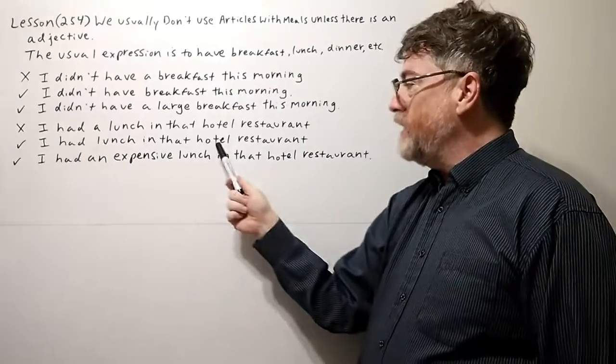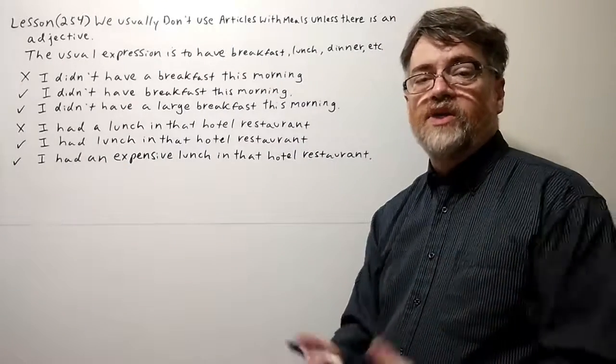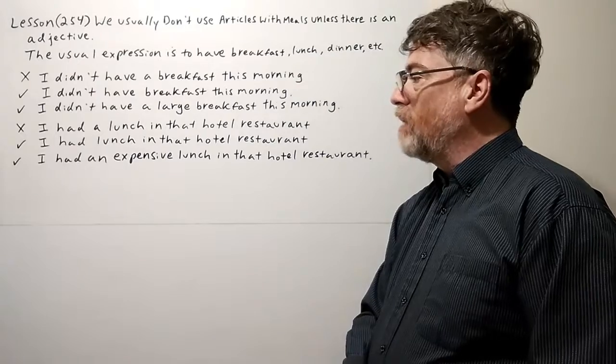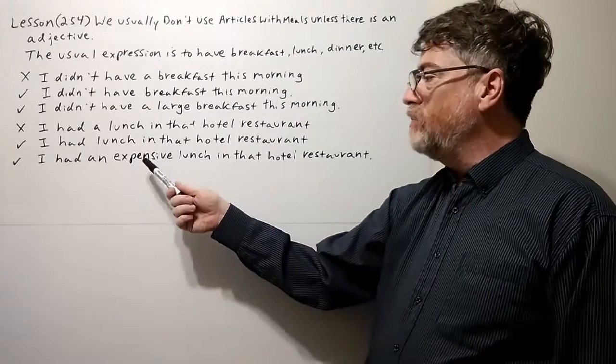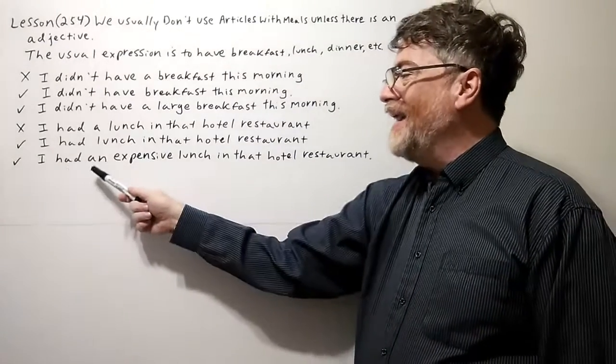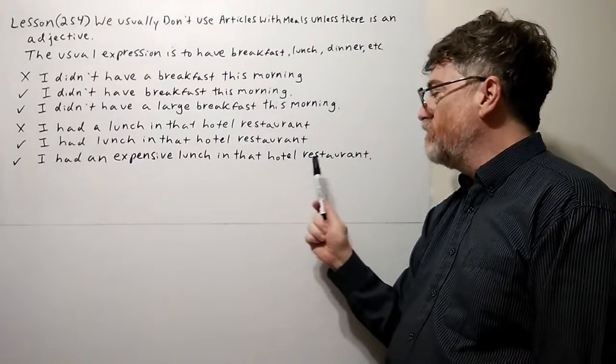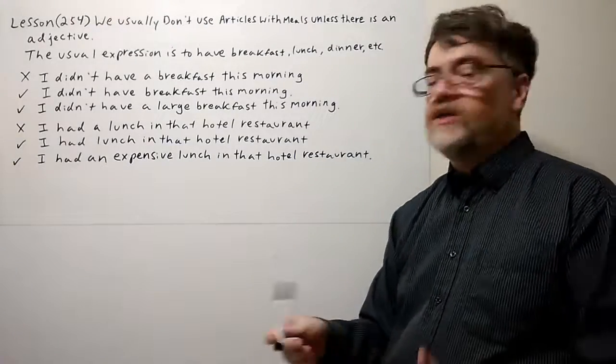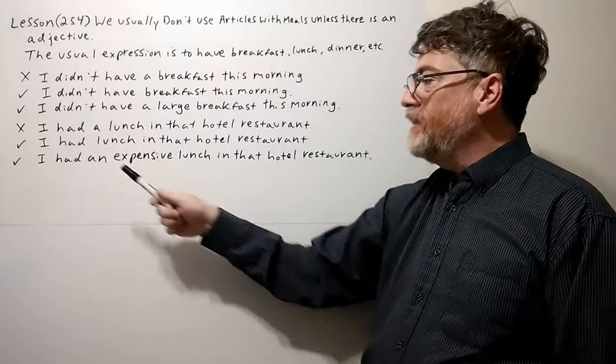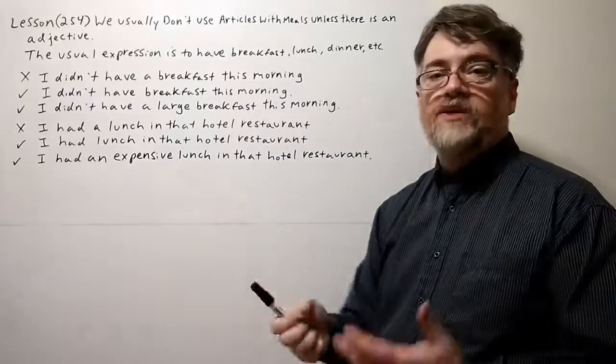I had lunch in that hotel restaurant. Yeah, that's fine. You could just simply say that. Or, of course, once you use an adjective: I had an expensive lunch in that hotel restaurant. So again, if you use the adjective, then you use the article as well.